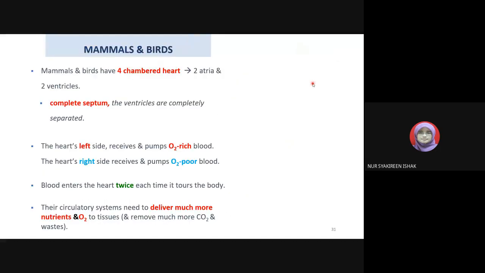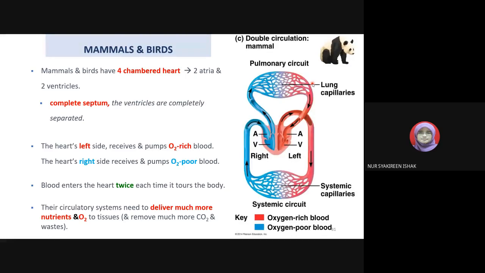Next, you have the mammals and birds. Mammals and birds have a four-chambered heart, which is two atria and two ventricles. So you have the right atrium, left atrium, right ventricle, left ventricle. They have two circuits, the pulmonary circuit to the lungs, and the systemic circuit to all body organs. Separating the right and left ventricle, you have a complete septum, so the ventricles are completely separated. So there is no mixture of oxygen-poor blood and oxygen-rich blood.